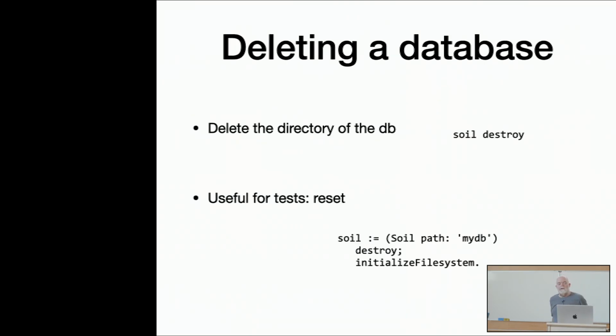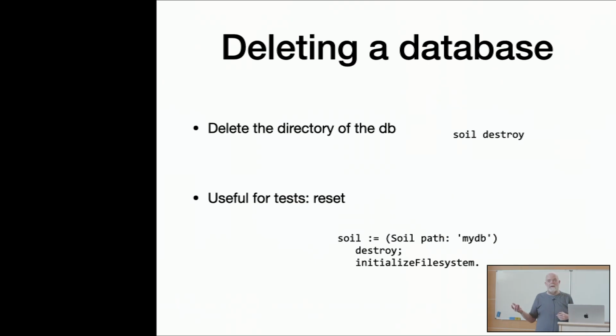If you want to get rid of the database, you can either do that by just deleting the directory, of course, or you can do it programmatically using destroy. The reason why we have that in the image is testing. If you look at the Soil tests, and at my examples in this talk, we will always create a new Soil with a path, and then we say destroy to get rid of the old one. Because if you have a test, of course, the old test did create a database, and you want to keep it, because you might want to look at the database after the test finishes.